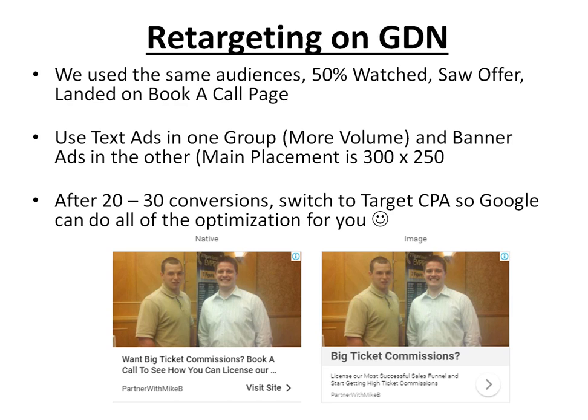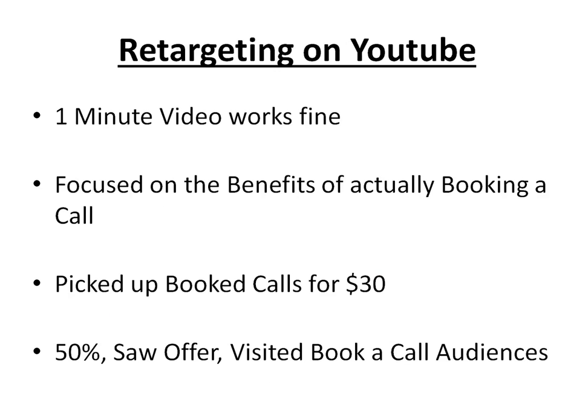Then, after 20 to 30 conversions, switch to target CPA so Google can do all of the optimization for you. Google's machine learning is extremely advanced, and it works great. It reduced our cost per book call by around 40% just by switching it to target CPA. So when you're setting up the campaign, you can choose that in your settings.